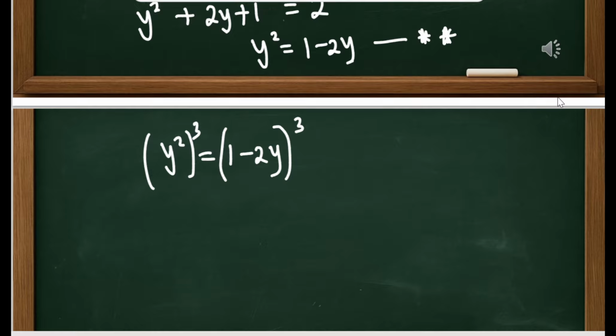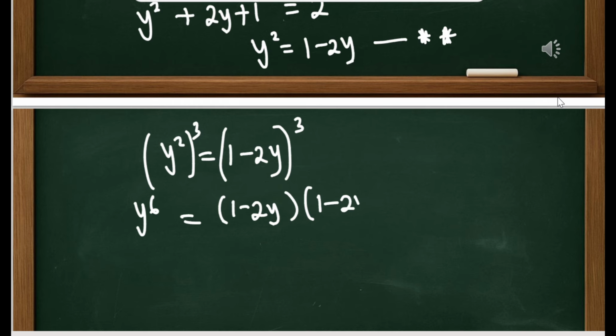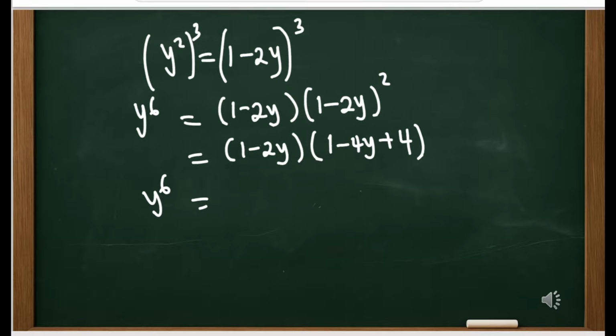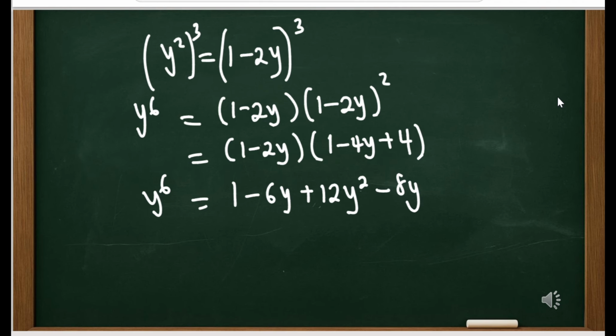Here on the left hand side, I'm going to have y to the power of 6, while on the right hand side, this is the same thing as saying 1 minus 2y cubed, which can further be simplified to 1 minus 2y times the square. Simplifying the second expression, it is 1 minus 4y plus 4y squared. So multiplying this out, here I'm going to have 1 minus 6y plus 12y squared minus 8y cubed.